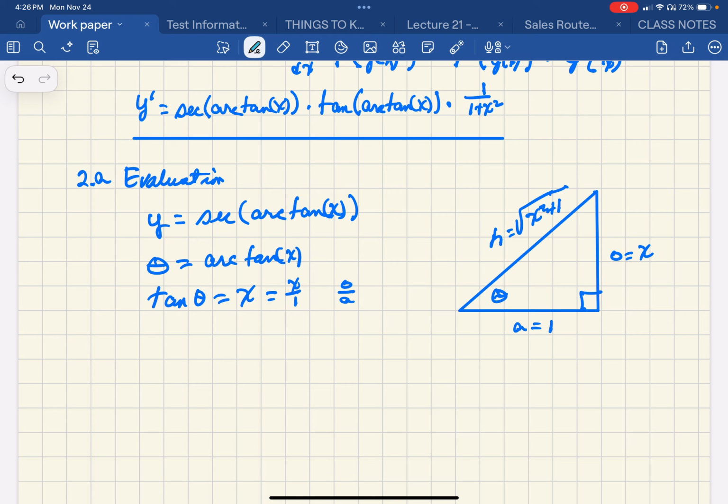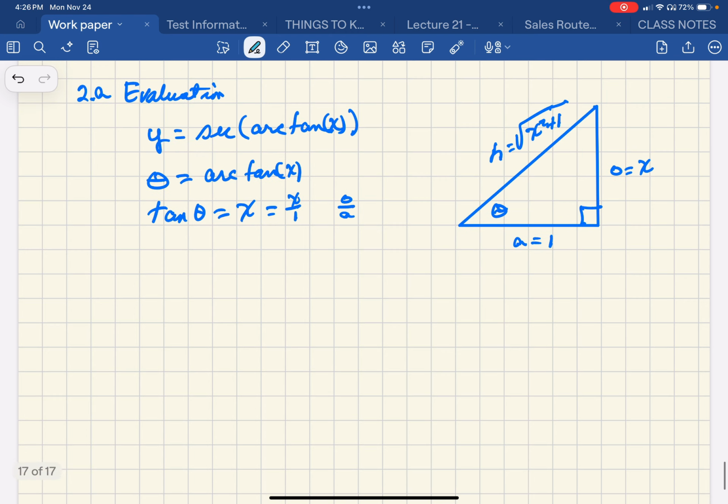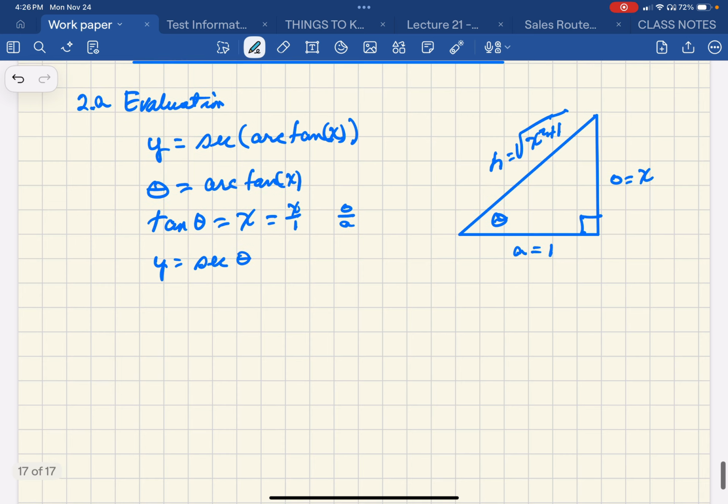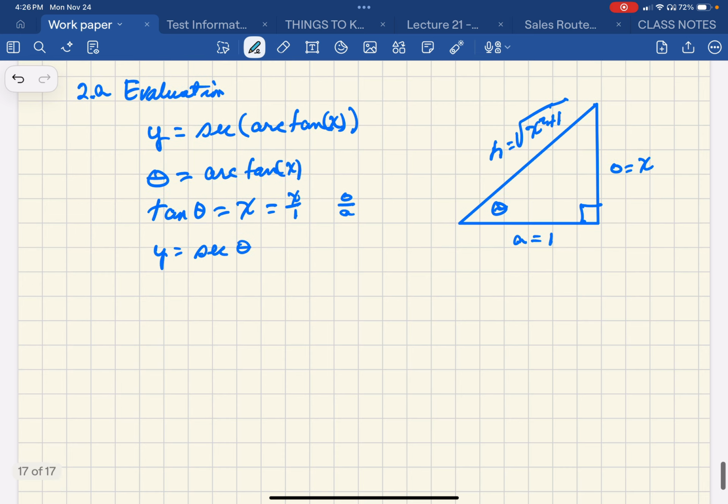So now we have our right triangle, and we have our angle, and we have the three sides. So we can go back to evaluate. y is now equal to the secant of theta. And we know that the secant of theta is going to be the hypotenuse over the adjacent side.